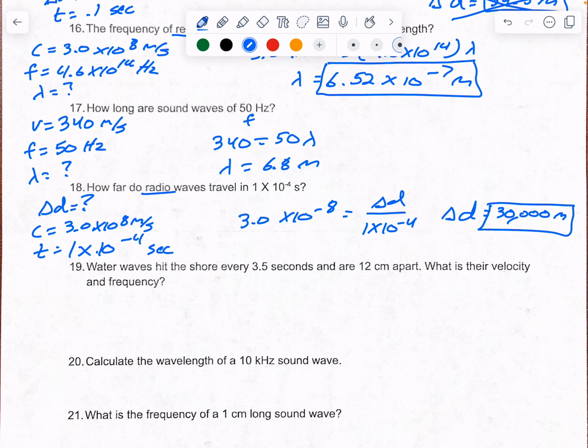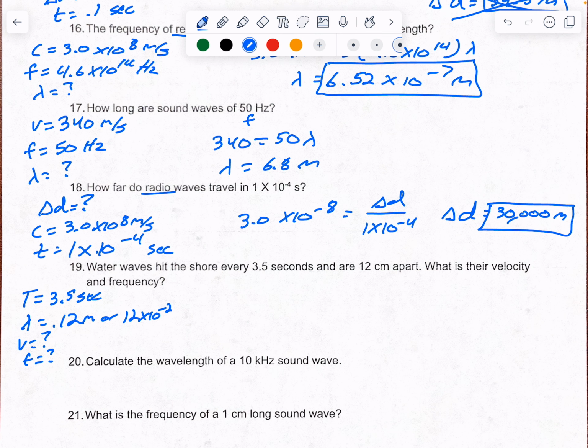19, water waves hit the shore every 3.5 seconds. So there's your time, 3.5 seconds. And they are 12 centimeters apart, so that's your wavelength. Go ahead and divide by 100 or add times 10 to the negative 2. That's totally fine. So I'll write them both. If you want to do 0.12 meters, that's fine, or if you want to do 12 times 10 to the negative 2, you could do that. Either way works. What is their velocity and frequency? That means you're looking for V and we're looking for F.